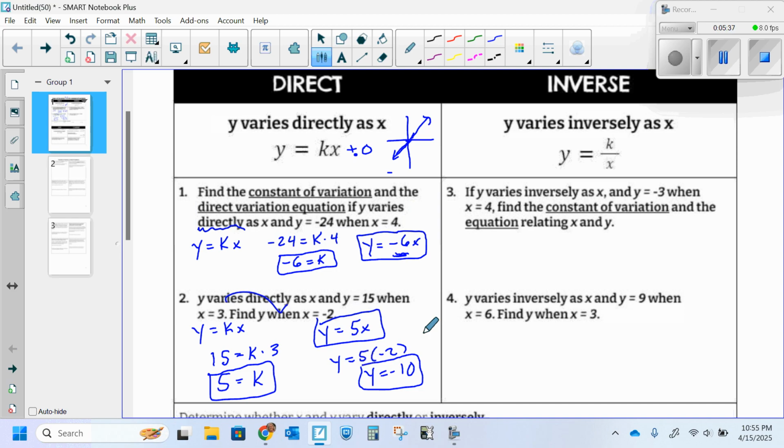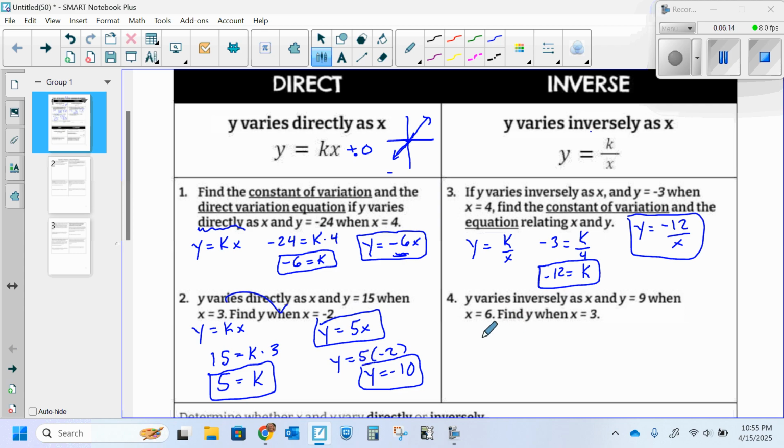Y varies inversely. So notice this is k over x and not times. The constant is the product of x and y. So we'll start with that. And then it says when y is negative 3 when x is 4, k is negative 12. There's the constant that relates the two variables. Then we're going to rewrite it and put k back into the equation. There's the equation that relates the variables.